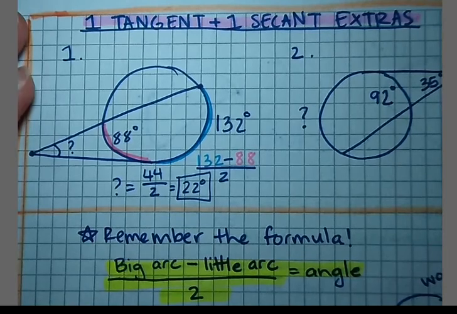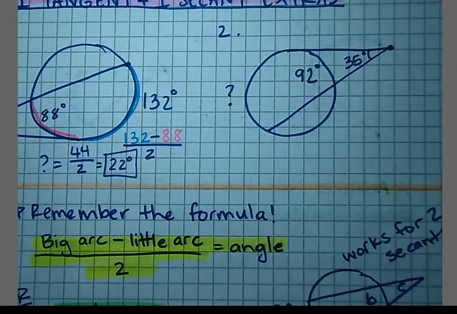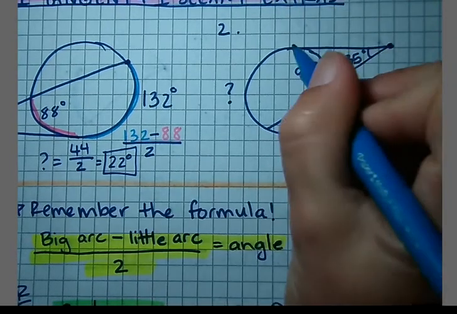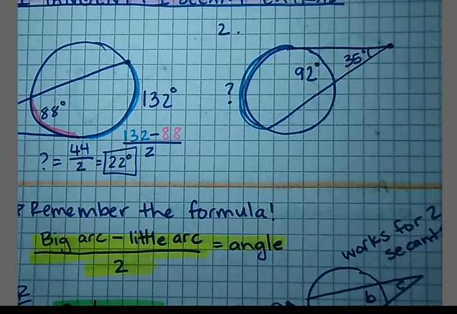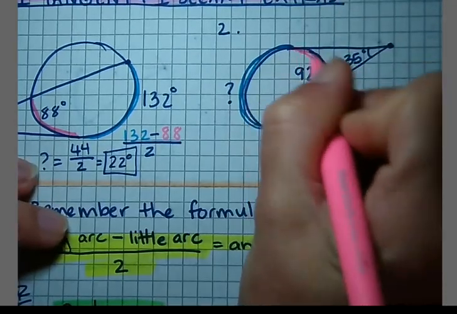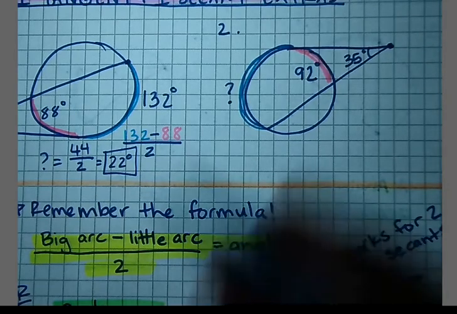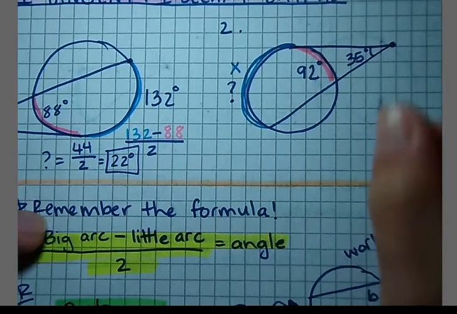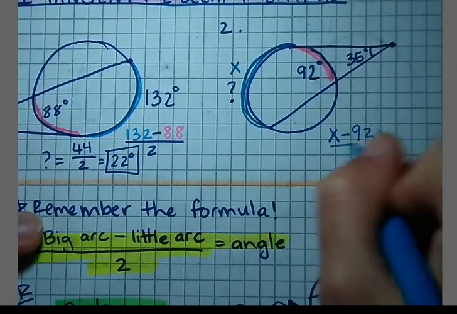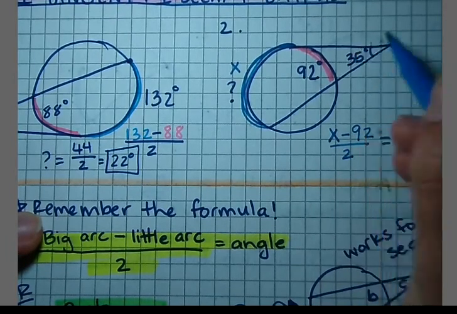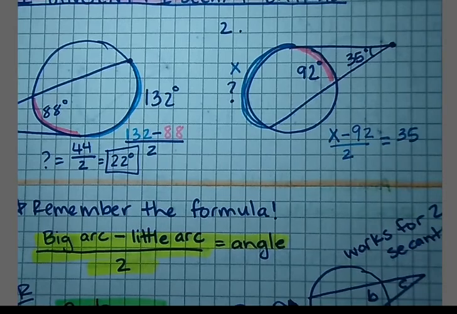With number 2, this is exactly like the problem that you have on your homework. We're still going to use the same formula, big arc minus little arc divided by 2 equals that angle, but now we don't know what the big arc is. So we're going to call this x. So big arc, which is x, minus the little arc, which is 92, divided by 2 equals the angle. And we're given the angle here, so this is equal to 35. So now we just have to solve for x.